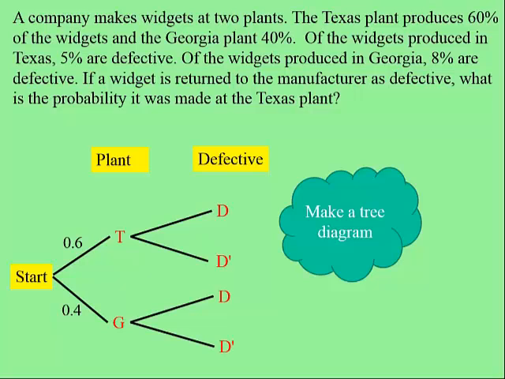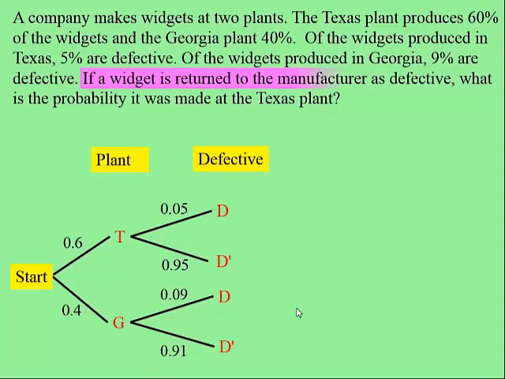We need to attach the numbers to these. So it says in Texas, 5% are defective. We put 5% on the D branch after the T. It says in Georgia, 8% are defective. So the D branch after the G gets an 8%. Now, we've done this before. We know that if this is 5, the other one has to be 95. So the branch marked D prime, not defective, would have to be 95. Likewise, if this one is 8%, the other one has to be 92%.